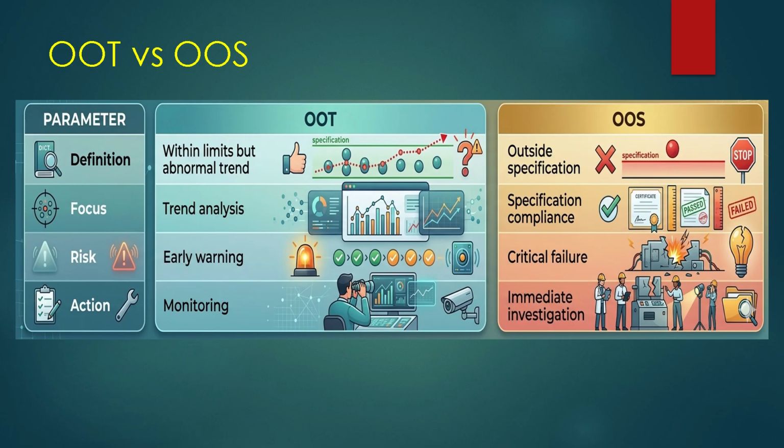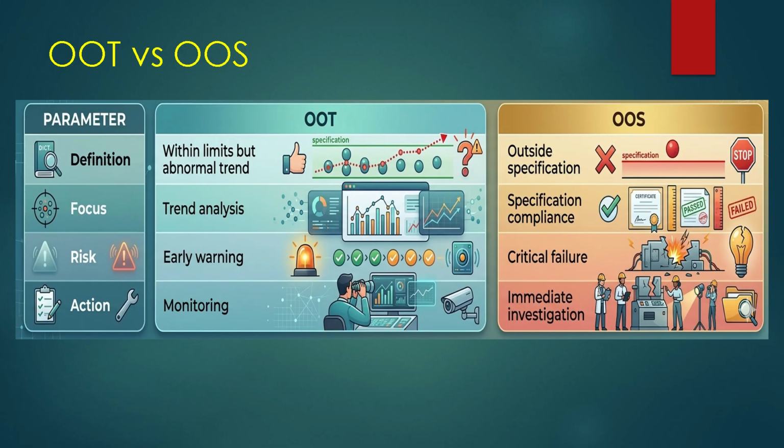Let's understand OOT versus OOS. An OOT result is defined as a data point that remains within established legal or safety limits but displays an abnormal trend compared to historical data. Its primary focus is on trend analysis, helping to identify shifts in a process before a failure occurs. In contrast, an OOS result occurs when a test value falls completely outside the predetermined specification limits. The focus here is strictly on specification compliance, determining whether the product meets its required standards.